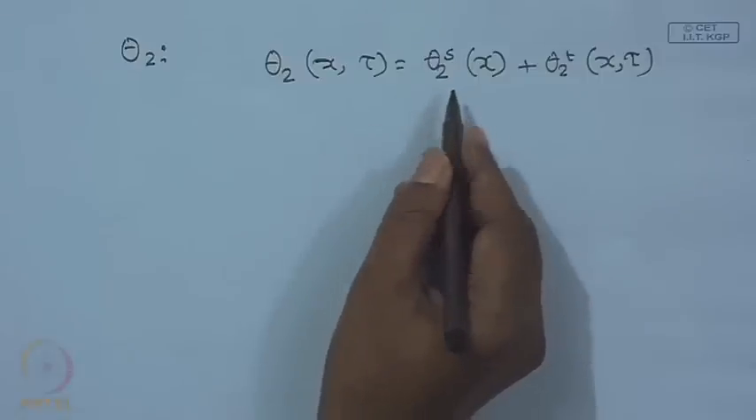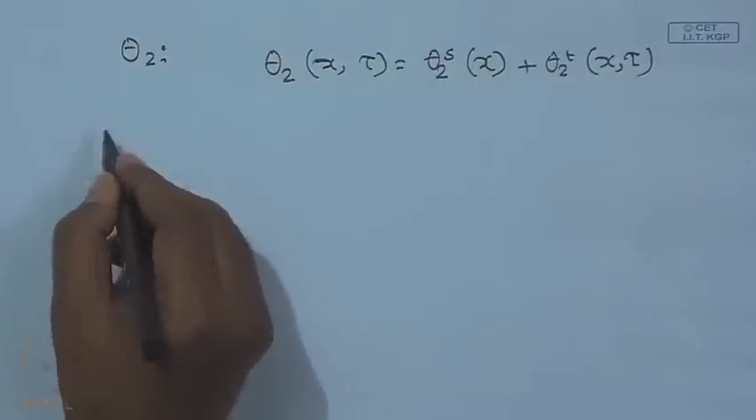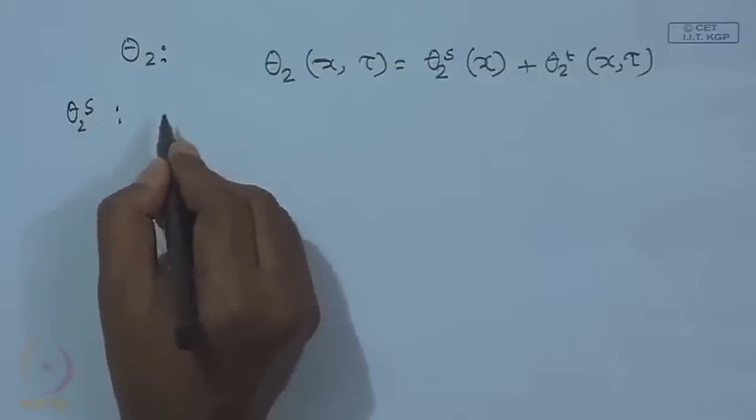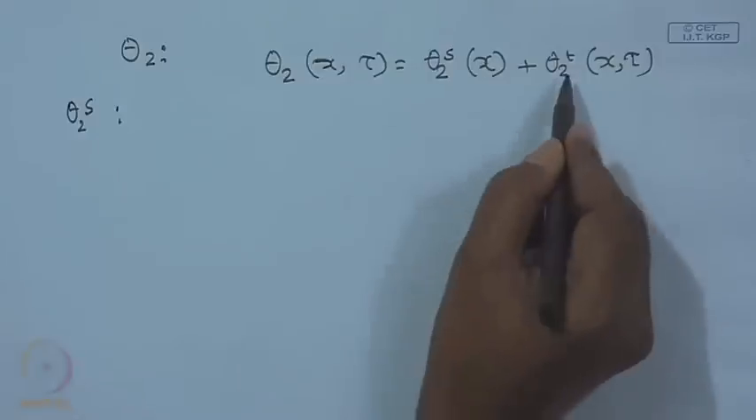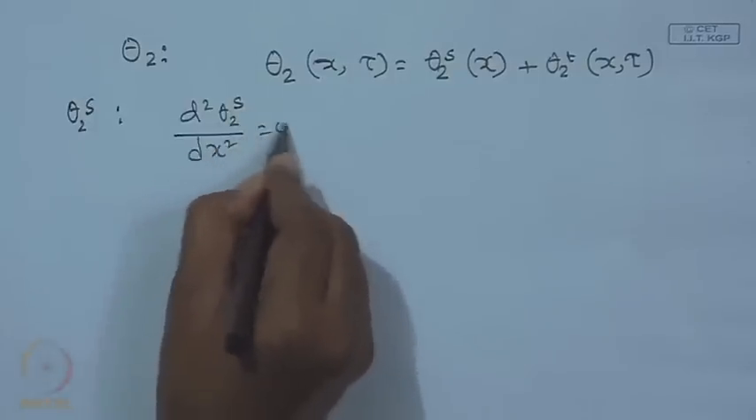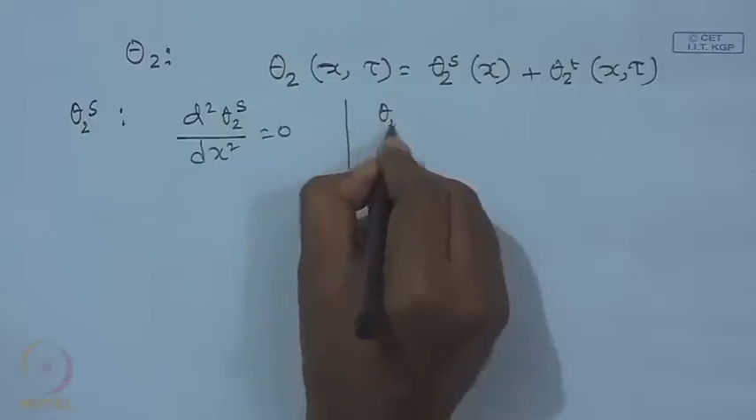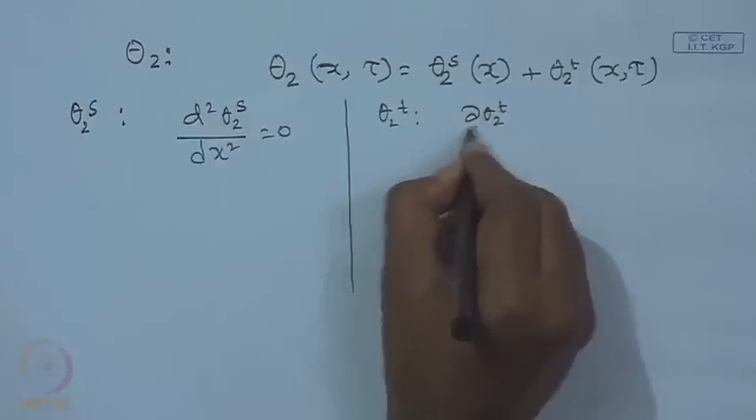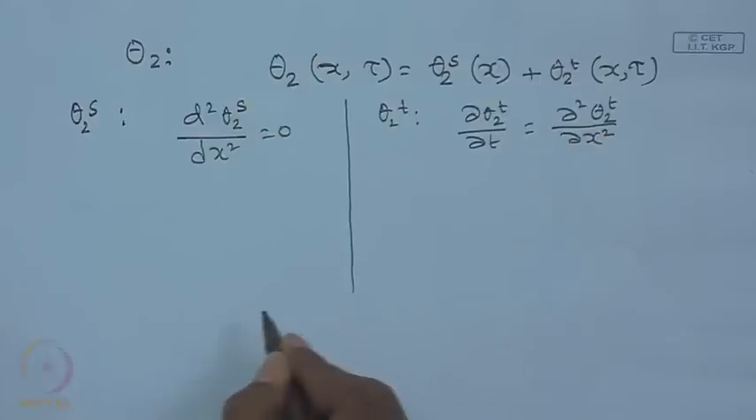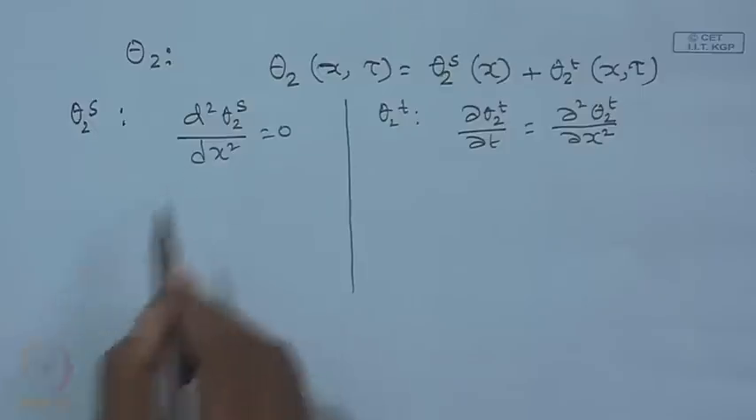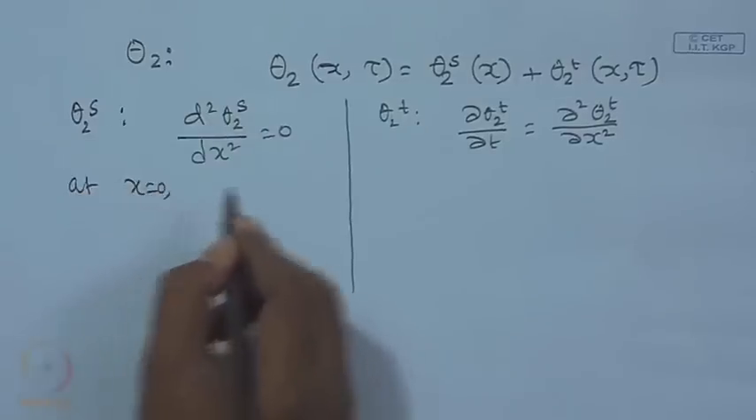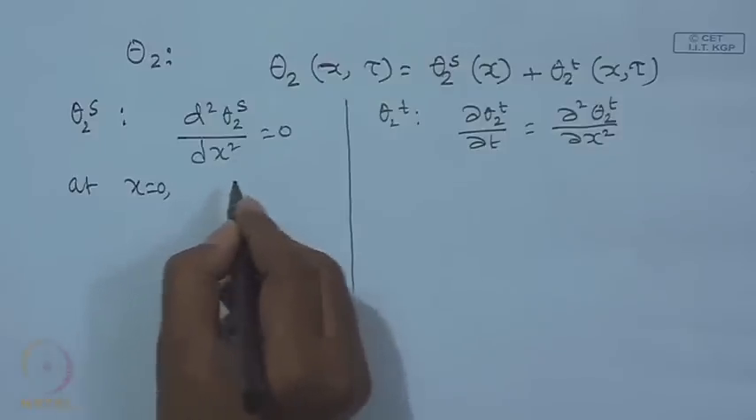So, we define it exactly the same way we have done earlier. So, the parent problem for θ2s and θ2t are as follows. d squared θ2s by dx squared is the governing equation of θ2s, and θ2t will have ∂θ2t by ∂t equal to ∂ squared θ2t by ∂x squared. So, the boundary condition of this problem at x equal to 0 is ∂θ2 by ∂x equal to θ0.